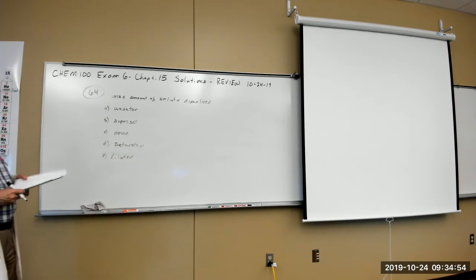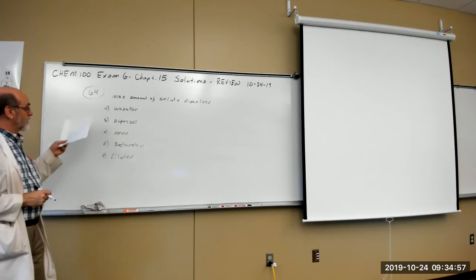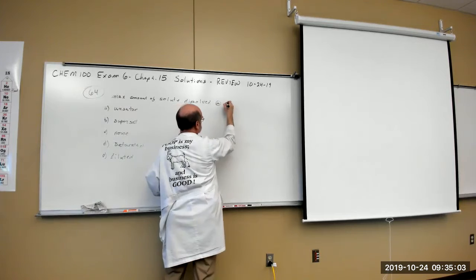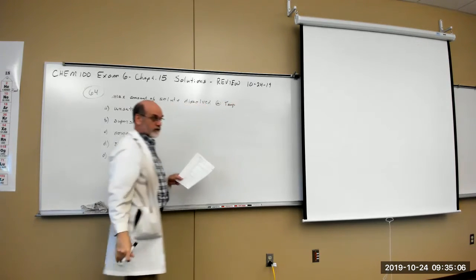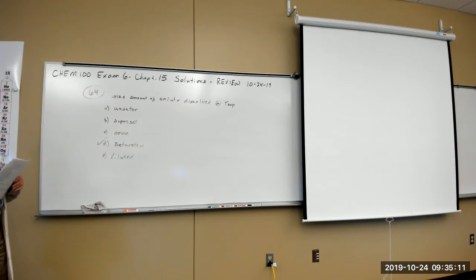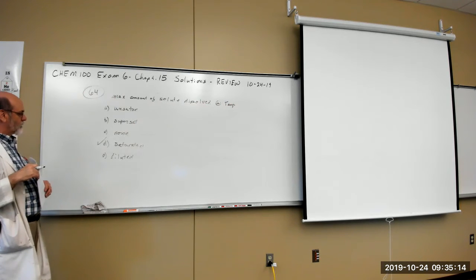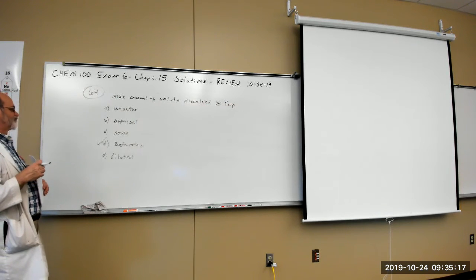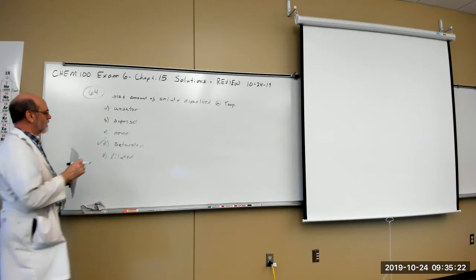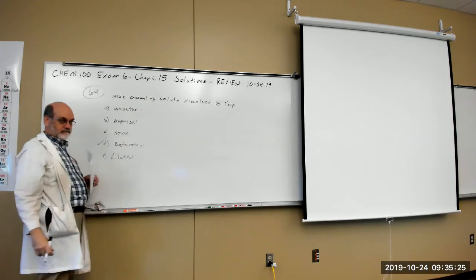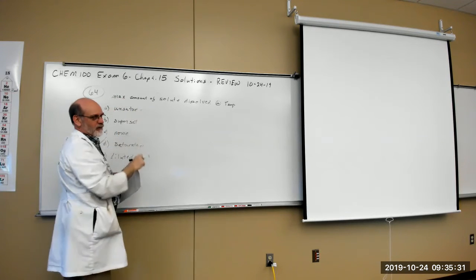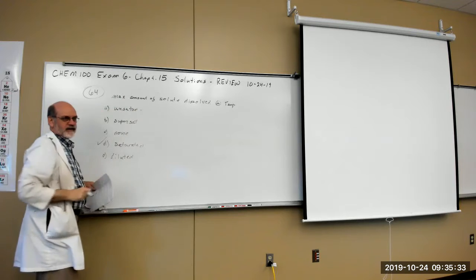All right. Definition. If you've got the maximum amount of solute dissolved at a specific temperature, you have a saturated solution. Right? What if you have less than that amount, less than the maximum amount? You have an unsaturated solution. What if you have more than that amount at that given temperature? Supersaturated. Okay.